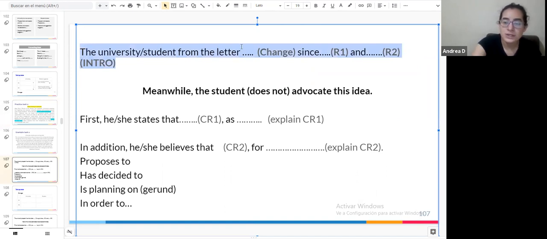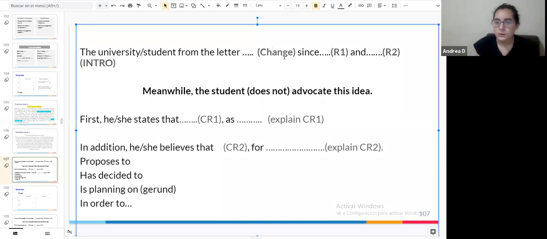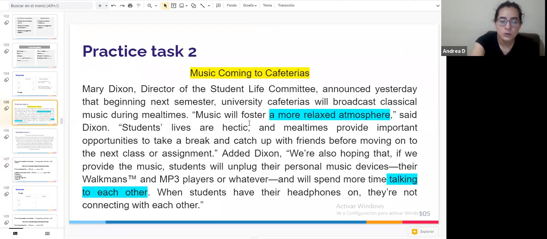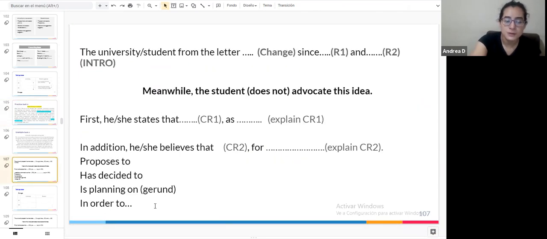Please don't use transitions here. Don't tell me something like, because of 2 reasons. First, they would like students to connect and socialize more since they are currently with their MP3 players, blah, blah, blah. Don't explain, don't focus on the details, don't tell me anything but those 3 things, okay? The change and the 2 reasons, as summarized as possible.